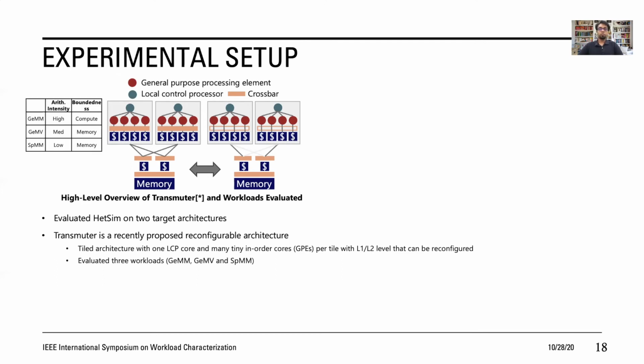We evaluated three workloads in this work, which are general dense matrix multiplication or GEMM, dense matrix vector multiplication or GEMV, and finally sparse matrix multiplication or SpMM. These workloads show different characteristics in terms of arithmetic intensity and compute or memory boundedness, as we see from the table. GEMM and GEMV are implemented using a blocking approach, while SpMM is implemented using an outer product algorithm that splits the computation into a multiply and merge phase. We evaluate these on two Transmuter configurations, one where L1 and L2 are both shared cache, and the other where they're both reconfigured into the private cache mode.